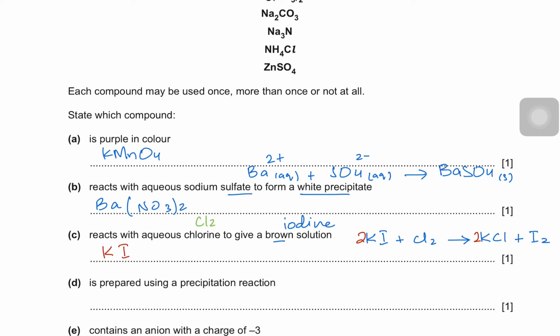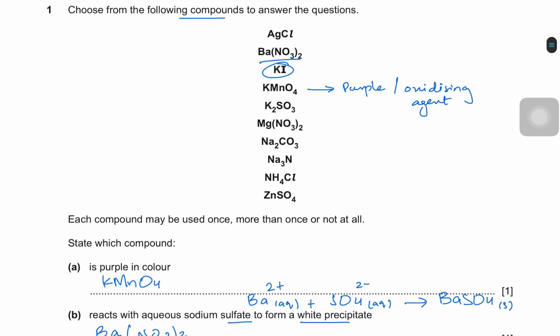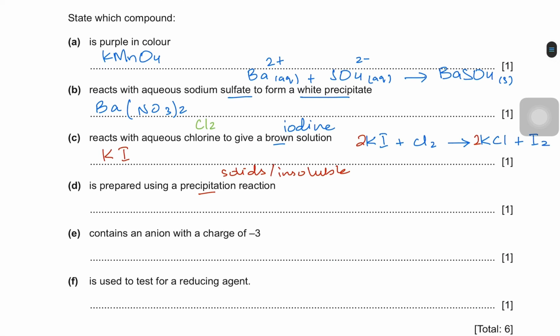It's prepared using a precipitation reaction. So we need to understand precipitation means solids and insoluble. So we need to look for something which is insoluble, because only insoluble substances are made by precipitation. So our answer has to be some insoluble salt. Looking at the options, the first one makes most sense. Silver chloride is an insoluble white precipitate. It's silver chloride.